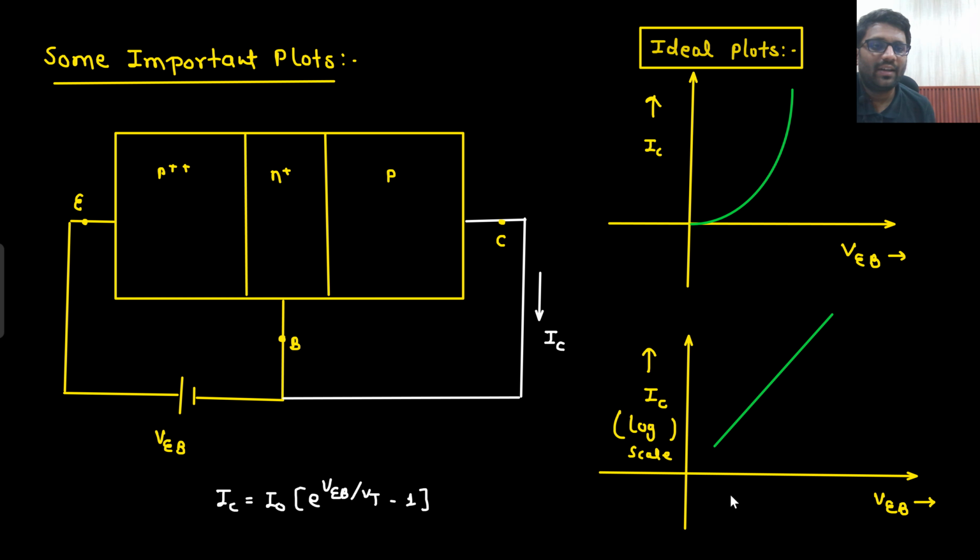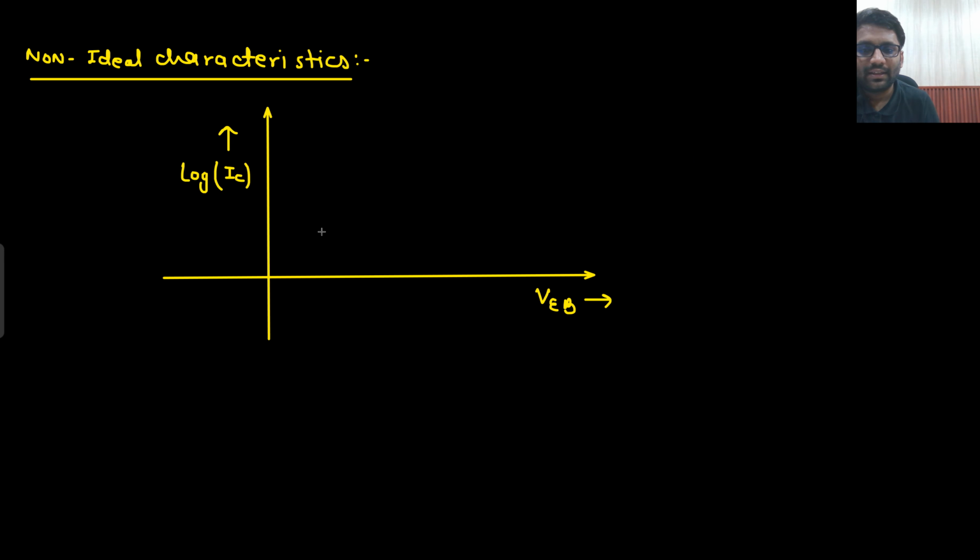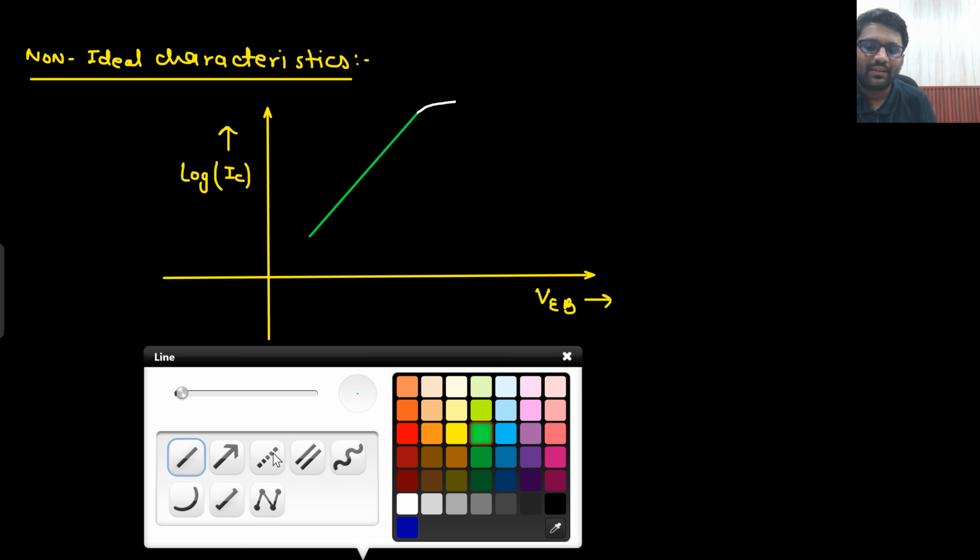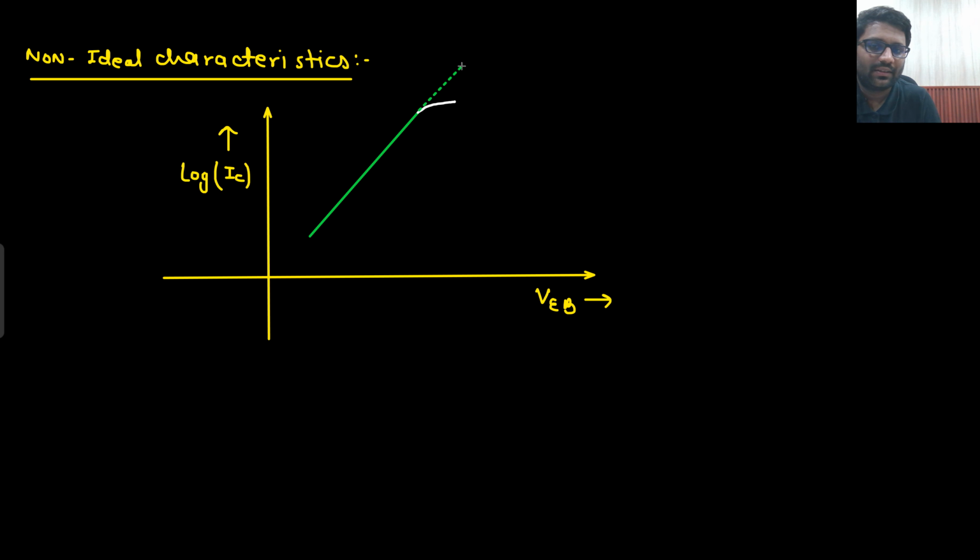Have we seen the non-ideal plot for forward bias? This is like a forward bias equation only, no? So have we seen the non-ideal plot for forward bias? Yes, sir. Initially it would go like this, but at high level injection the graph would become somewhat like this. Have we seen it? Absolutely. So do I need to tell you the reasoning? Absolutely not, sir. So this is your high level injection. In PN junction forward bias, we have seen it in a great manner. So I don't think you should be getting any confusion here.